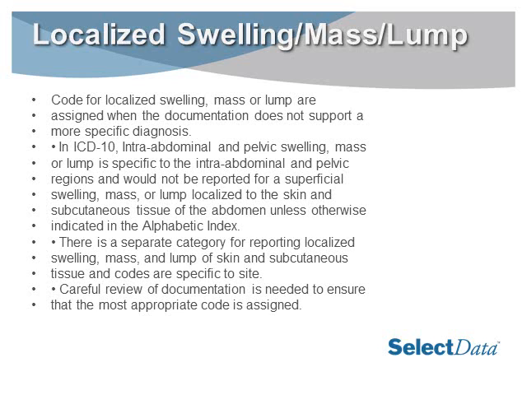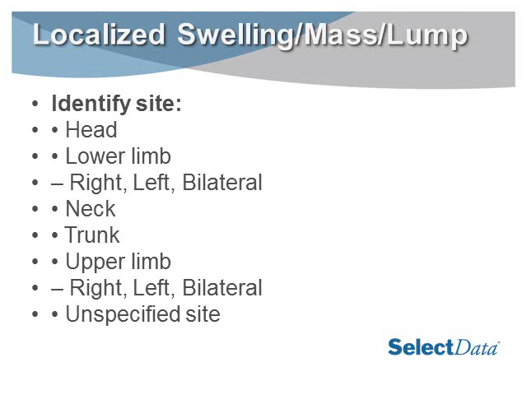And careful review of the documentation is needed to ensure that the most appropriate code is assigned. You need to identify the site. Is it of the head? Is it of a lower limb? And if so, is it the right, the left, or is it bilateral? Is it of the neck or trunk? If it's an upper limb, again, is it right, left, or bilateral? If it's an unspecified site, we would not use that in home health. Obviously, if we're addressing something in the plan of care, we know where it's located, and we would never use an unspecified code.